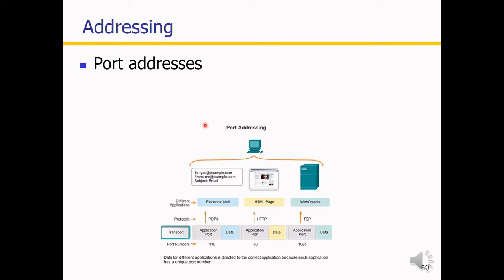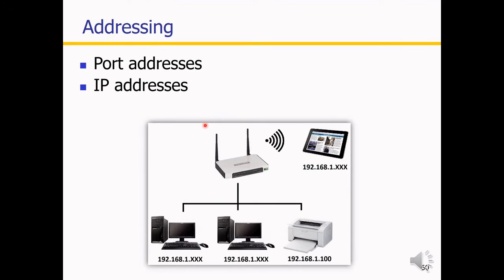Is it from your email, or is it from a web page you're browsing, and so on. Okay, and then you have IP addresses. Now every device in the network has something called an IP address. It is to identify your device in the network uniquely.